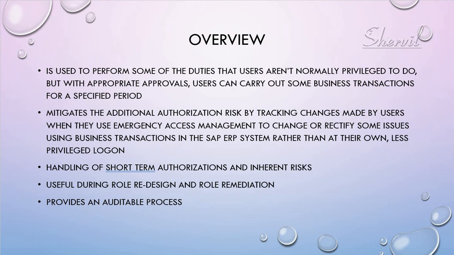Emergency Access Management is used to perform some of the duties that the users are not normally privileged to do, meaning from their day-to-day activities access standpoint. But sometimes they need some access that the users don't normally have or are privileged to have, and with the appropriate approvals, the access can be provided to the users, and the users can then carry out some business transaction codes for a specified period of time.